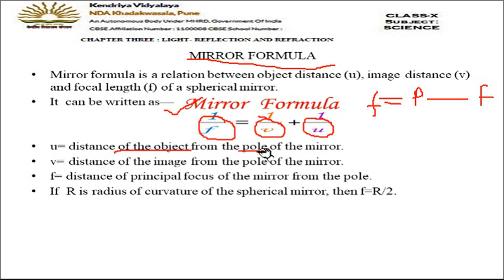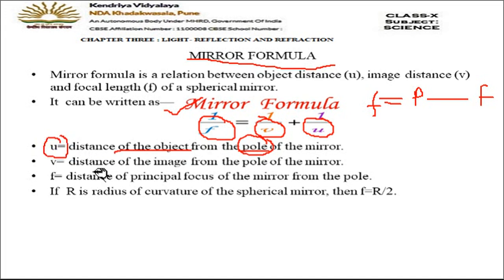Remember children, all the distances are always measured from the pole of the mirror. Pole is the center of the mirror. So all the distances are measured from the pole. So from the pole, the distance of the object on the left side is u.